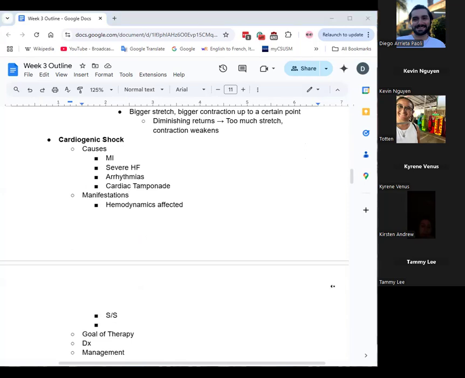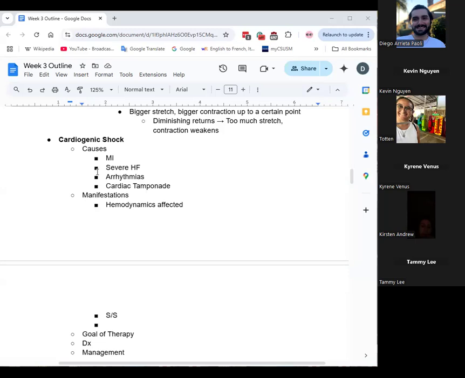So we're talking about cardiogenic shock. There are other types of shock that we go over, but we focus mostly on cardiogenic shock because this is a hemodynamic quiz, so that's going to be our focus. For cardiogenic shock, I wrote down a list of causes. An MI can cause cardiogenic shock. And cardiogenic shock is essentially a pump failure.